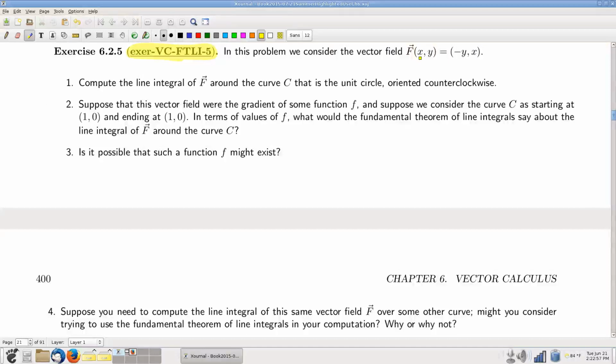Okay, so we're looking at this vector field, negative yx. And so very quickly, let's try to draw a picture of this. In fact, I think we did draw a picture of this at some point. You notice that the vector field vector and the position vector have the same magnitude and they're perpendicular.